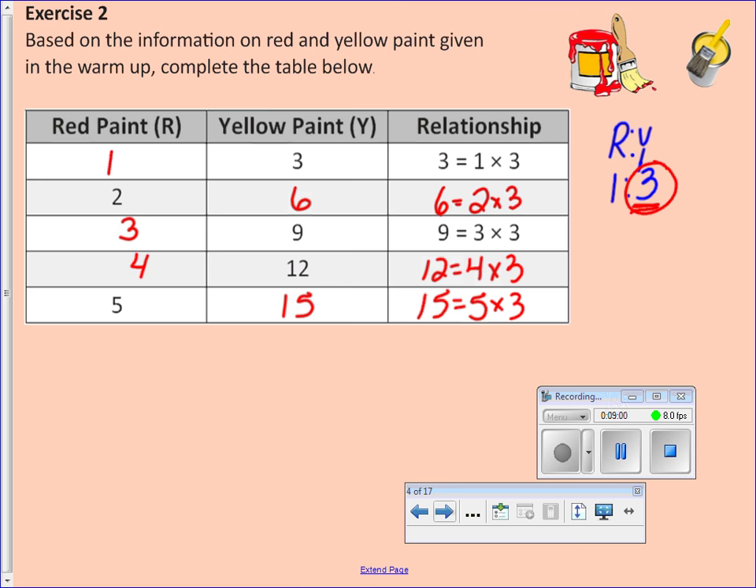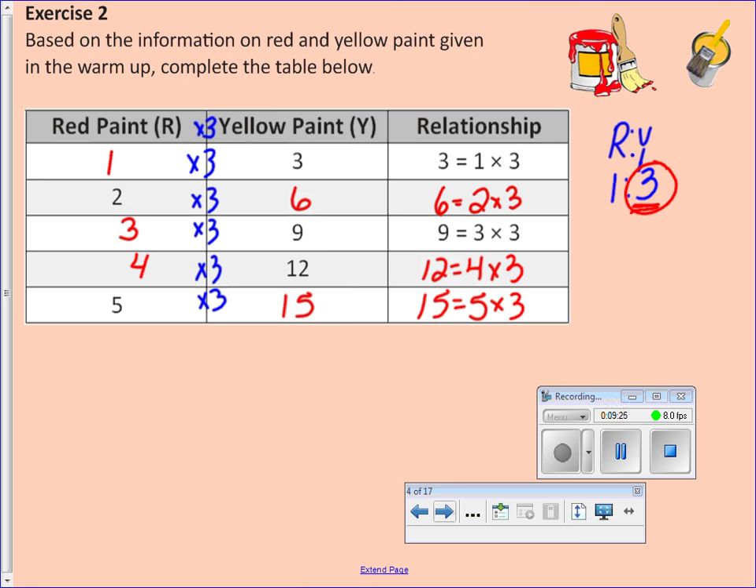So what was my pattern? What was my repeated multiplication? 3. Yep. Times 3, times 3, times 3, times 3, times 3. So whenever I had the red paint, I multiplied it by 3 and got my yellow paint. We'll check in. How are we doing so far?